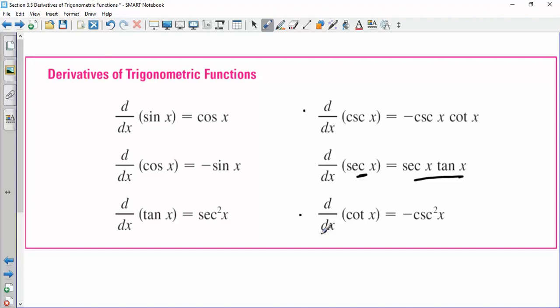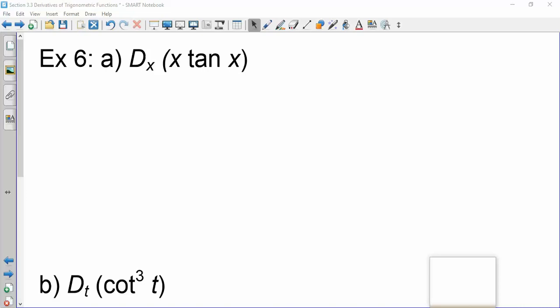Do you want me to prove the two that I haven't so far? Cosecant and cotangent? Want me to work out either of those? So what I want to do now is just practice a few more derivatives involving these other functions. Why don't you guys take a second and see if you can do this one on your own?